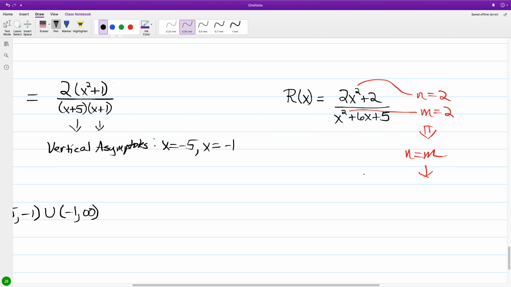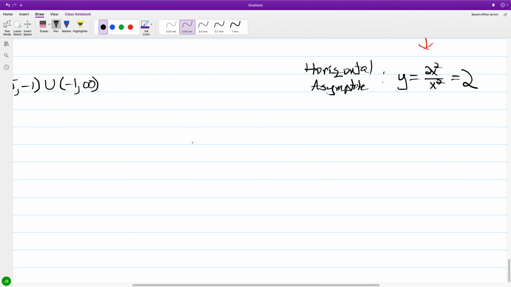And from this, we're going to have a horizontal asymptote. This will come down to the constant that results from taking the ratio of the highest degree terms from the numerator and denominator. So with the horizontal asymptote, in this case, y is equal to 2x squared over x squared. So in the end result, y is equal to 2. All right.